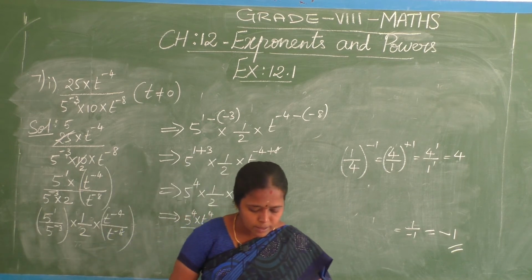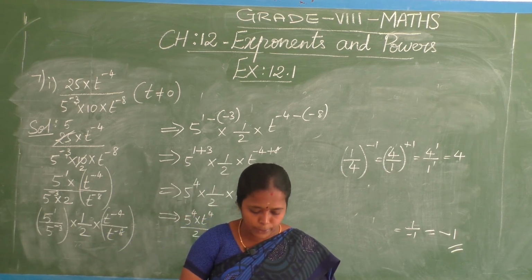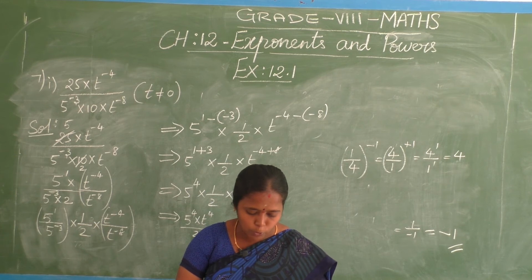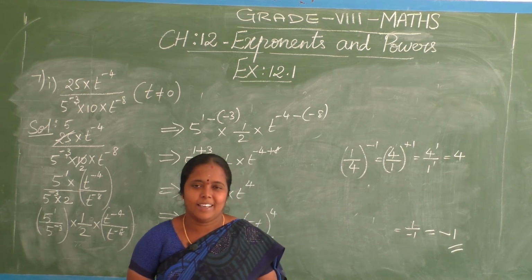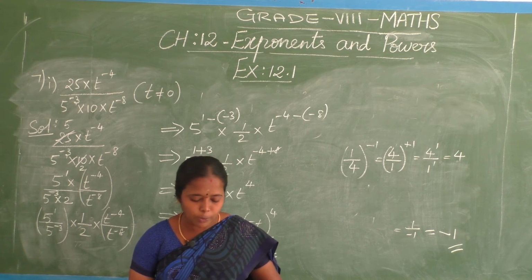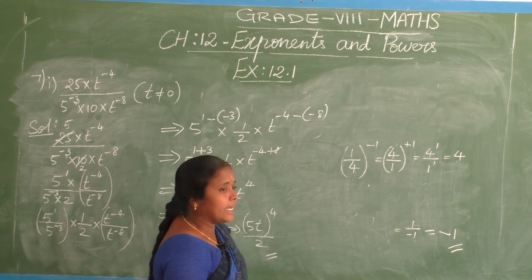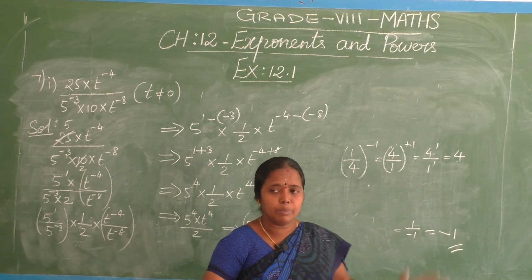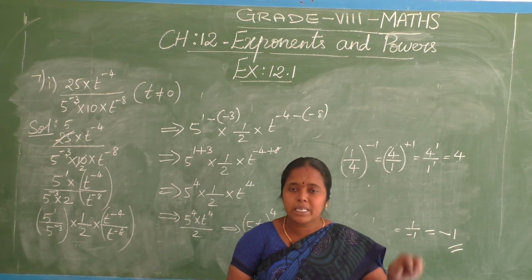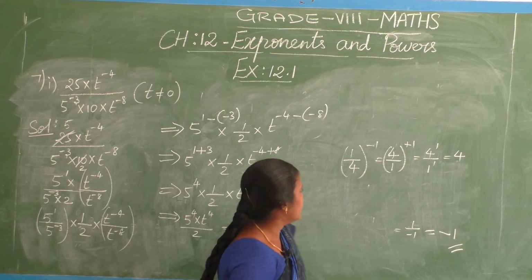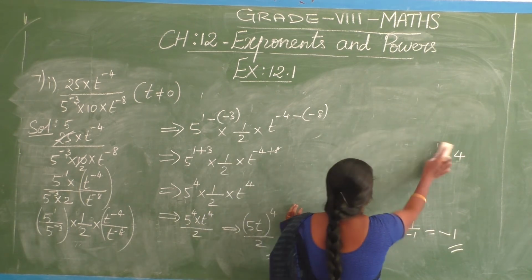Okay, like this one more question is there, you have to solve. Exercise 12.1 is over. Additionally, 12.2 is there, just one mark level. How to read and write larger numbers using exponents and powers easily. Based on that, a few questions are there in 12.2. That also we will see now.